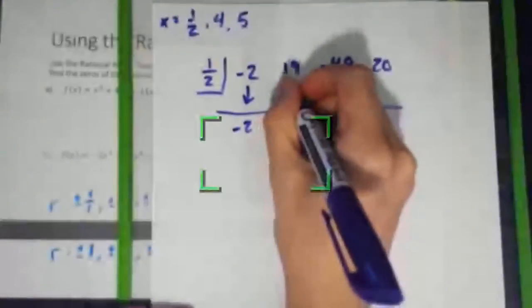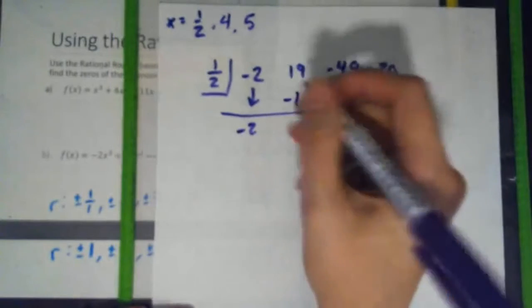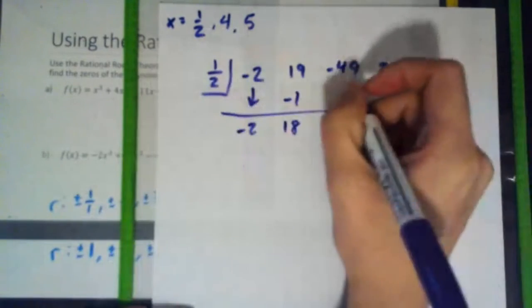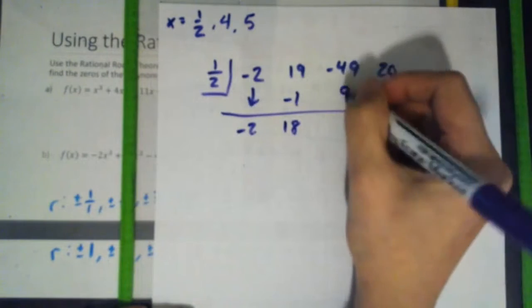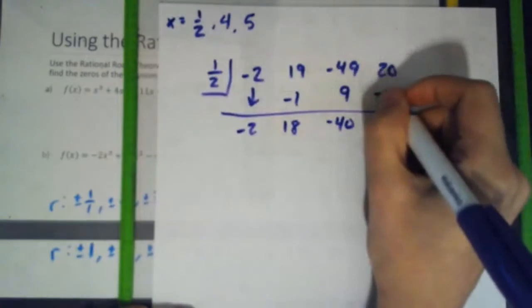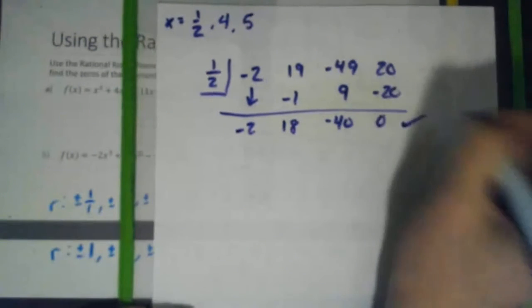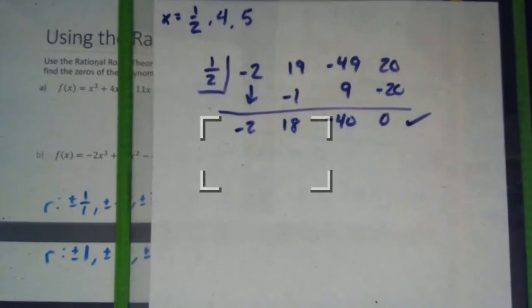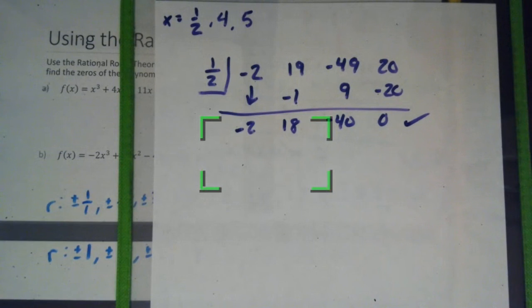-2 times 1/2 is -1. When I add, I get 18. 18 times 1/2 is 9. If I add, I get -40. Negative 40 times a half is negative 20. I add, I get 0. That wasn't as bad as I thought it'd be. Having a fraction you'd think would make it really scary, but everything worked out okay. Because I got a remainder of 0, I know that 1/2 is one of my zeros.